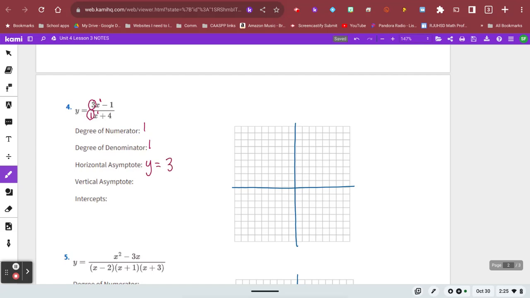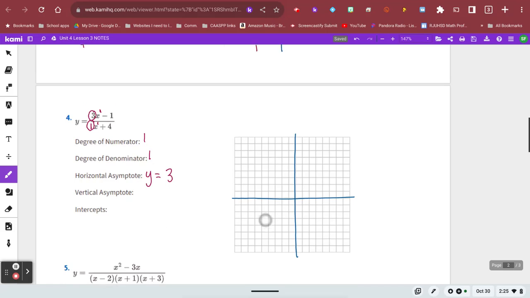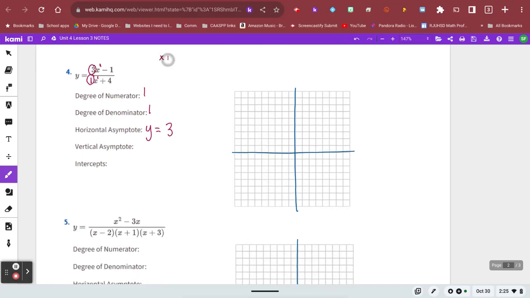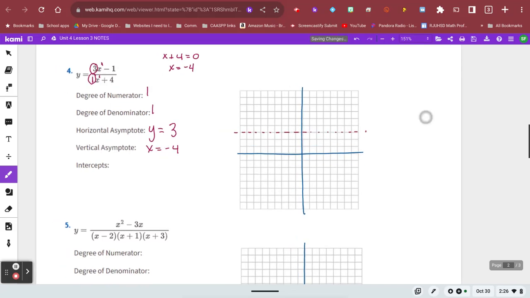To find the vertical asymptote, we're going to take the denominator, x plus 4 equals 0. We're going to solve it for x, meaning we're going to subtract the 4 on both sides. So we're going to get x equals negative 4. And so let's go ahead and draw those. And negative 4.